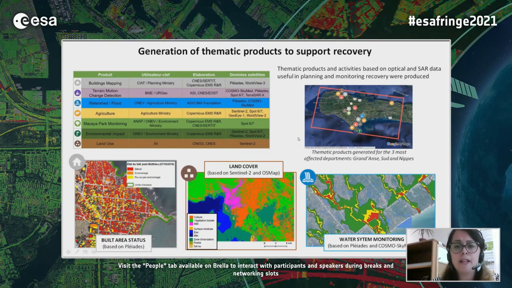So in the center, you can see an example of land cover products based on optical data and OpenStreetMap, allowing us to monitor any changes in the land cover after the hurricane due to new urbanization, new management actions taken by the locals. And to the right, you can see an example of residual flood risk mapping products combining optical and radar to check any residual risk after the hurricane in the most hit territories.